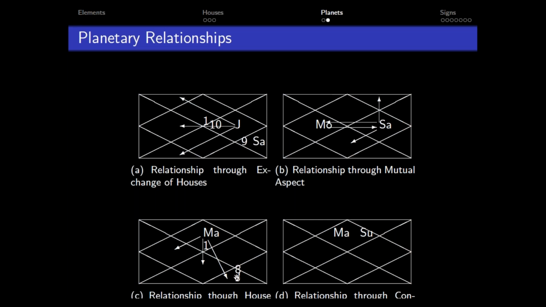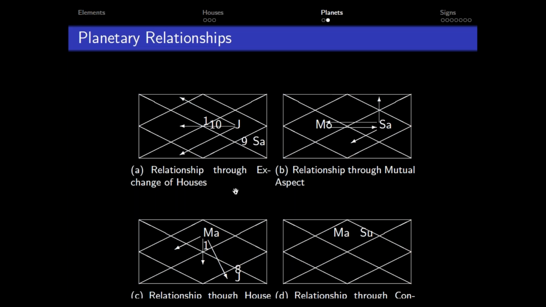Our fourth important relationship is conjunction. Consider figure number D, where Mars and Sun, these two planets, are together in Lagna Bhav. So this is conjunction. So, this all makes sense.